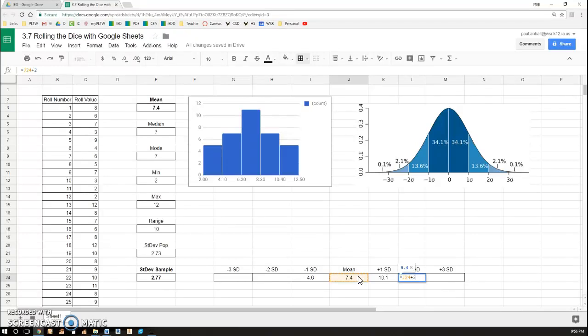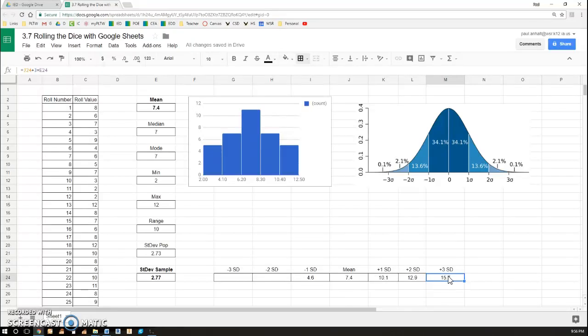Over here I can go equals mean plus 2 standard deviation. So 2 asterisk standard deviation. And it comes over another 2.77. Equals mean plus 3 times standard deviation, and so on.